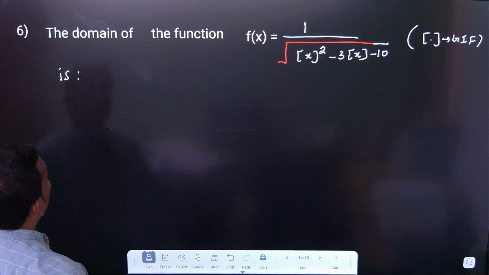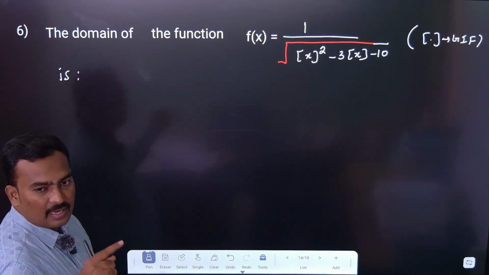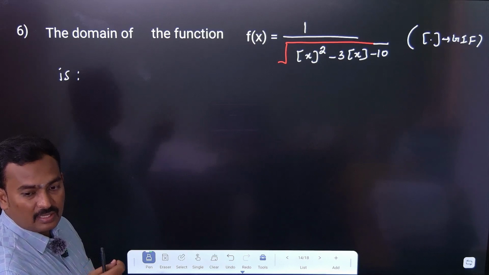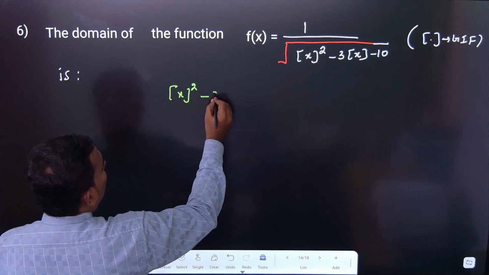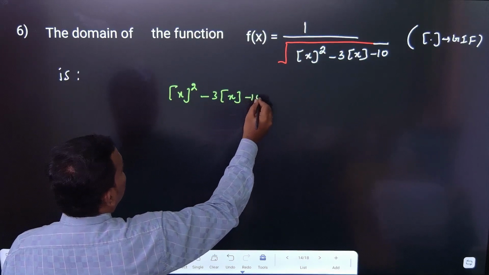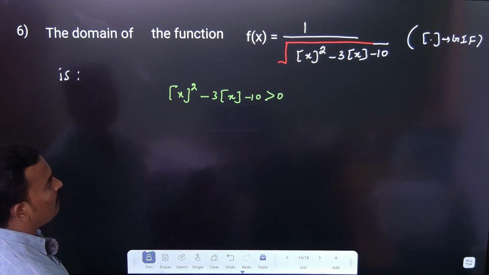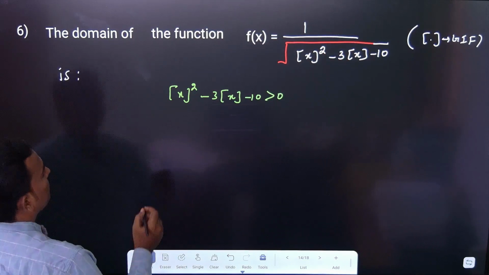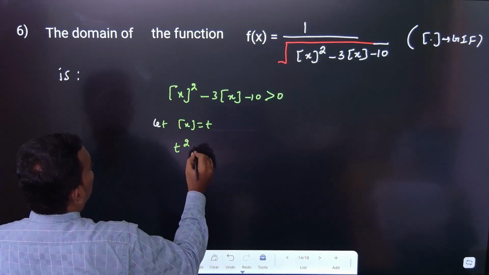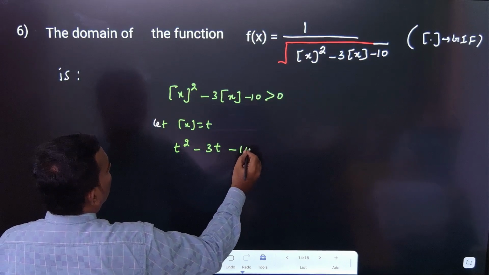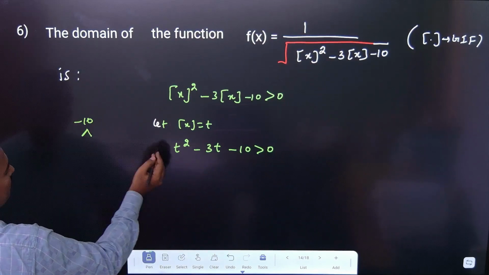You can see how to find the domain of this function. So we already discussed that the denominator with a square root is always strictly greater than 0, right? The greatest integer function of x squared minus 3 times greatest integer function minus 10 should be greater than 0. If it is 0, it's not defined. If it is less than 0, it is not a real solution. Let us take the greatest integer function equal to t. Then t squared minus 3t minus 10 is greater than 0. So the product is minus 10, the sum is minus 3.